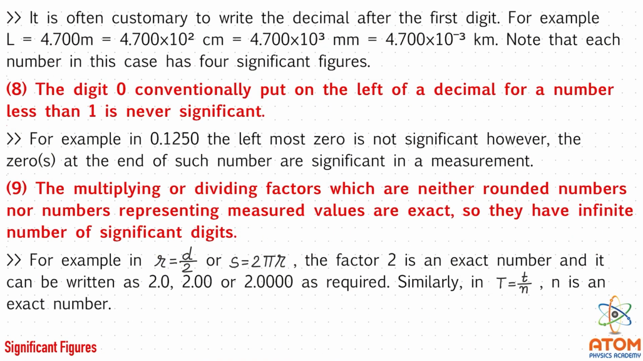It is often customary to write the decimal after the first digit. For example, length L, that is 4.700 meter, is measured. That can be written as 4.700 into 10 raised to 2 centimeter, or say 4.700 into 10 raised to 3 millimeter, or say 4.700 into 10 raised to minus 3 kilometer.